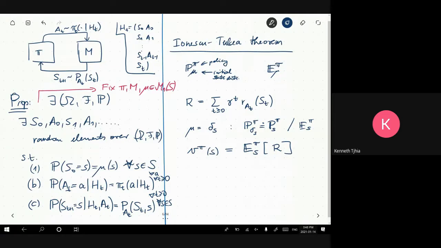The objective in MDPs is to maximize the values. So the maximum value that you can get in a given state is just defined as the max over all policies of the values that you can get.